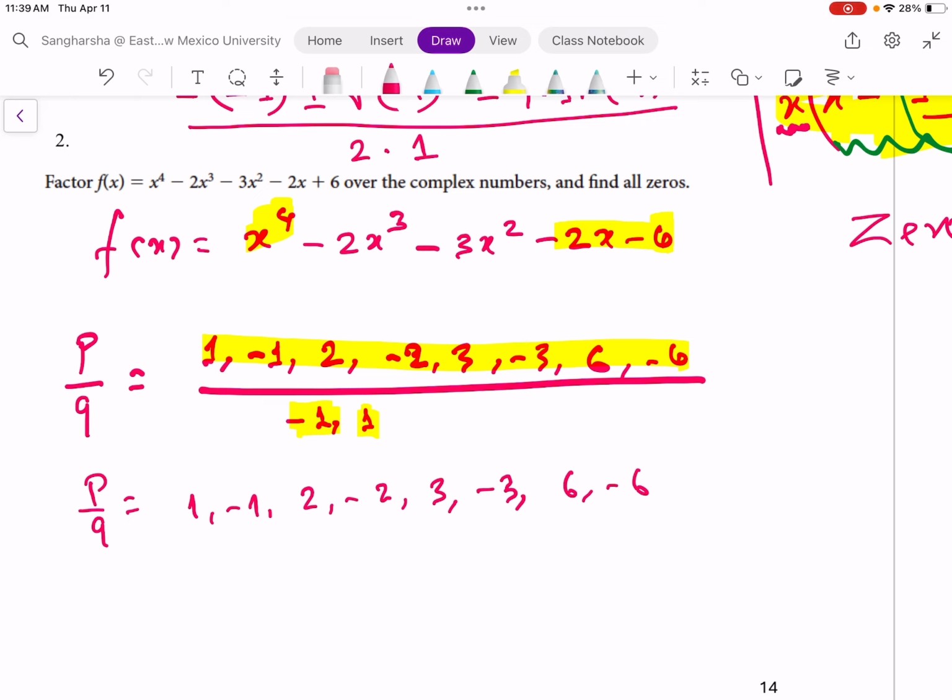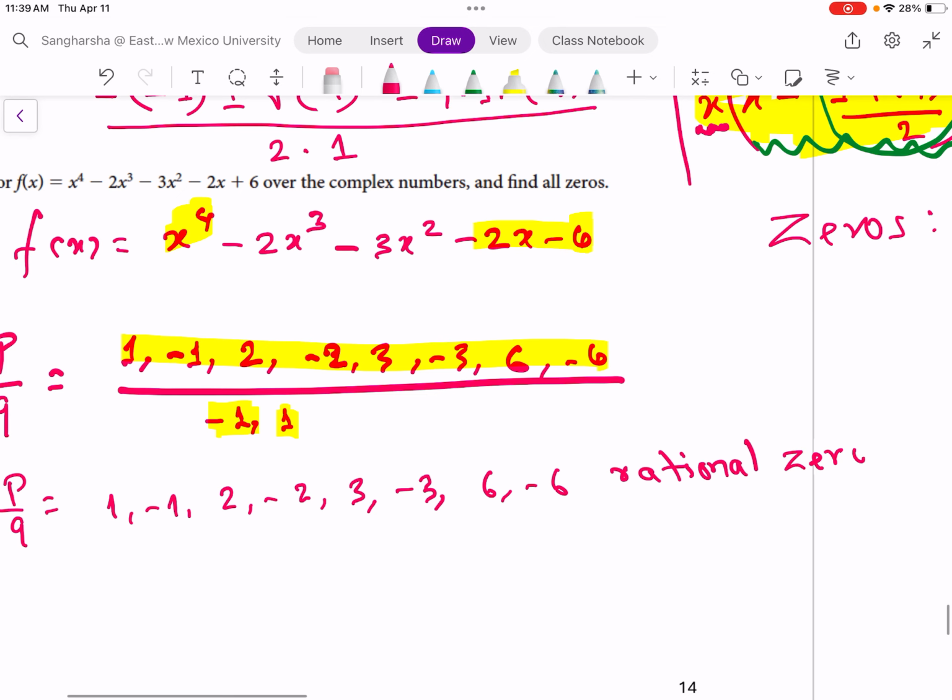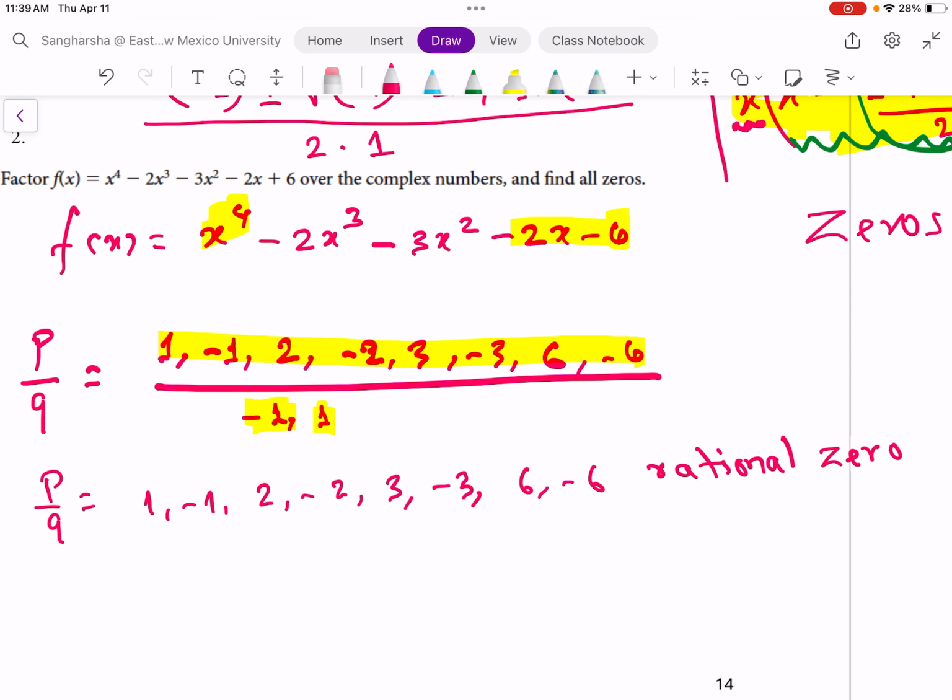These are the rational zeros, okay? Our target is finding the real zero. For what rational zero is our function 0? That's what we need to know. Let's try 1. We substitute this rational zero 1 for every x in the function. We have 1 minus 2, that is -1, -3, that is -4, -2, -6, -6, -12. So 1 is not a zero.